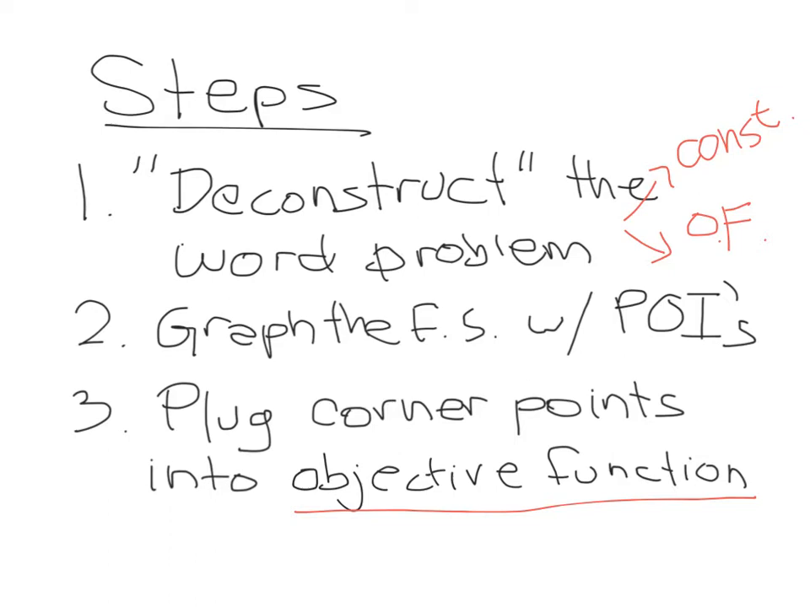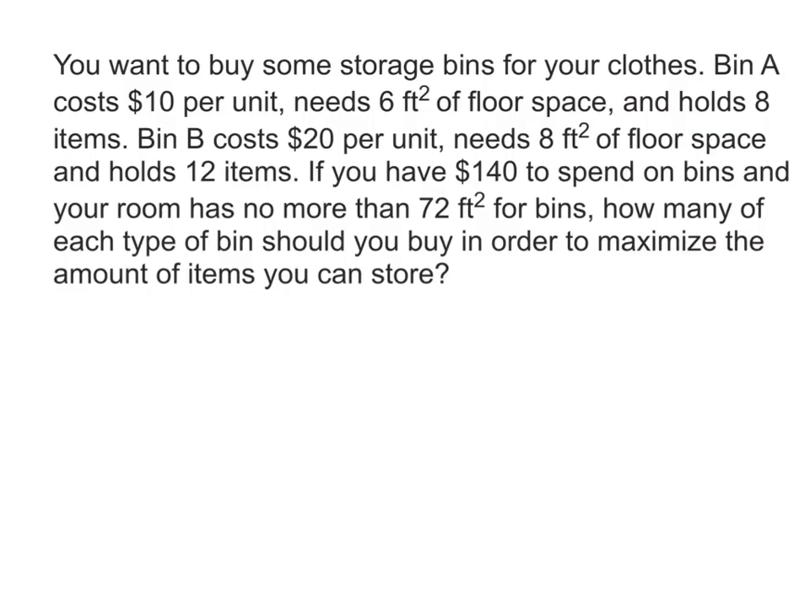Let's look at a word problem. You want to buy some storage bins for your clothes. Bin A costs $10 per unit, needs 6 feet squared of floor space, and holds 8 items. Bin B costs $20 per unit, needs 8 feet squared of floor space, and holds 12 items. If you have $140 to spend on bins, and your room has no more than 72 feet for bins, how many of each type of bin should you buy in order to maximize the amount of items you can store?